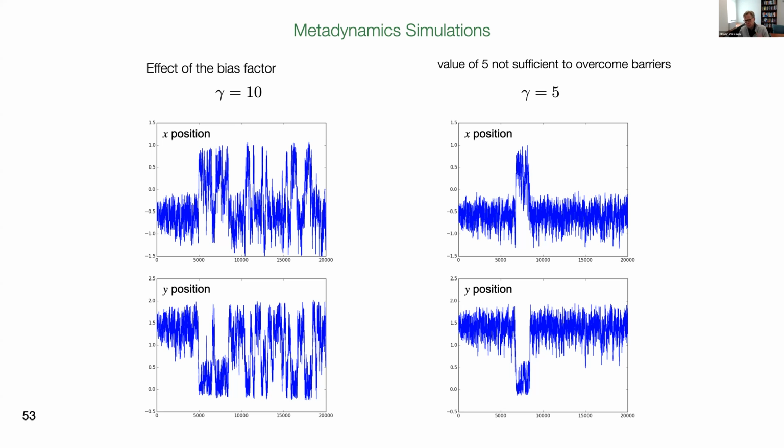And that makes sense, because in this case the barrier is around 20 kBT. A bias factor of 10 reduces the barrier to around 2 kBT, but with 5 we have barriers of 4 to 5 kBT. So it's still a bit of a slow system.